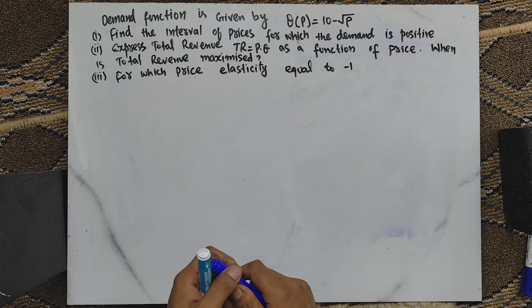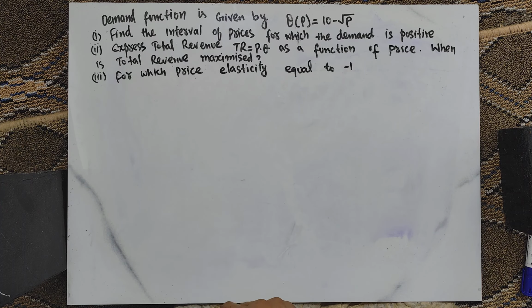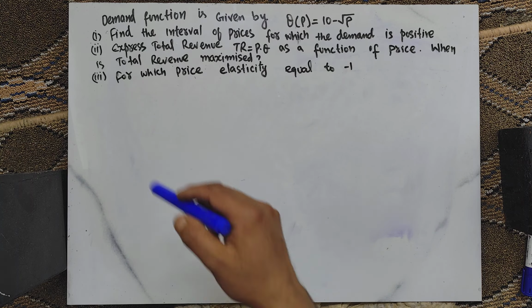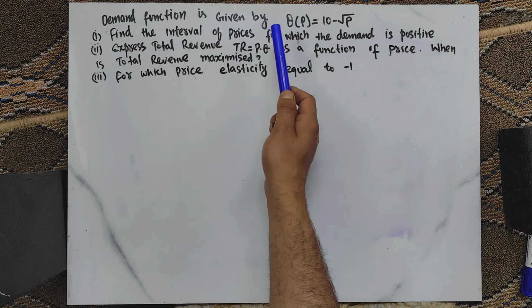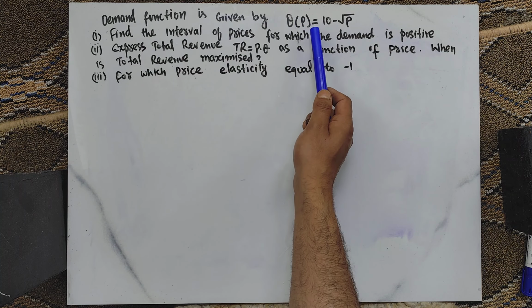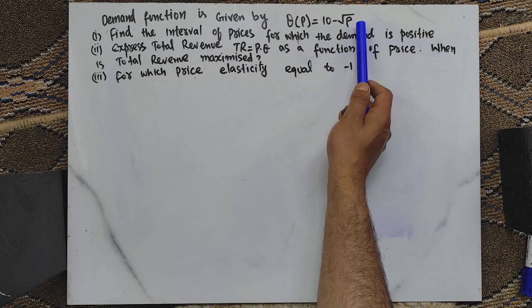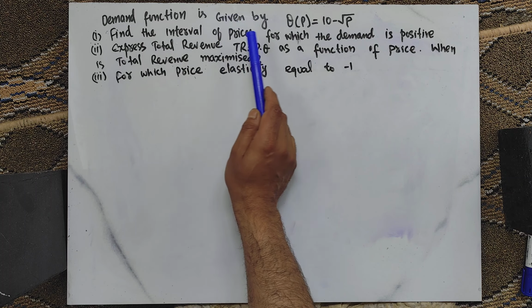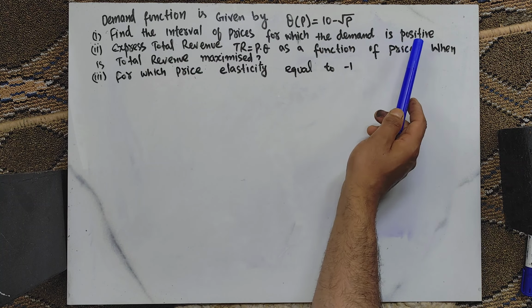In this video, we will solve a tricky question on demand function and how to calculate the elasticity. The question is: the demand function is given by quantity demanded Q as a function of price, equal to 10 minus under root P, where P denotes the price. Find the interval of prices for which the demand is positive.